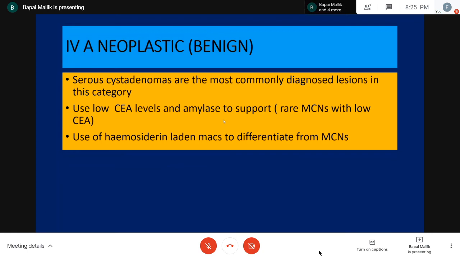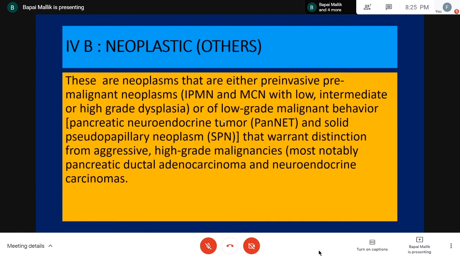where if you find hemosiderin-laden macrophages, because it is believed that in the walls of the serous cystadenomas there are blood vessels. I told you they can be hypervascular, they bleed, and there is a lot of hemosiderin. So that hemosiderin comes into the cyst fluid. So when you differentiate between these two, hemosiderin-laden macrophages can be of help in supporting a diagnosis of serous cystadenoma.